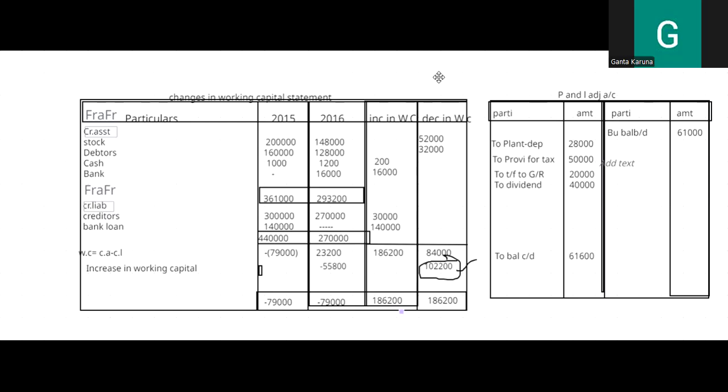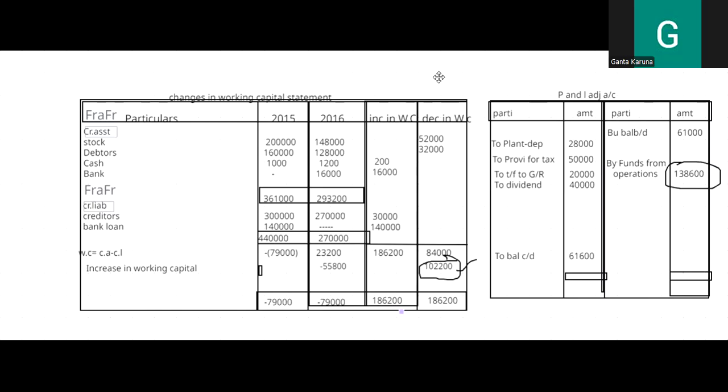Now again, from my second account, this is the figure I needed, so I have got this one also. So simply I'm going to go for totaling it. You can write the totals as they are, or else you can just total and leave it by drawing two lines. It's up to your wish. So this is done. Now we'll go with the final statement, that is the fund flow statement.